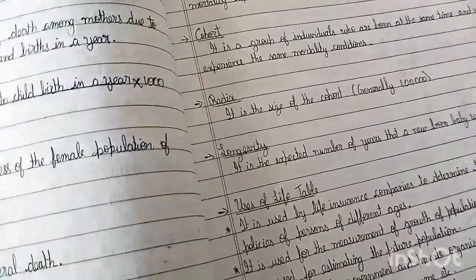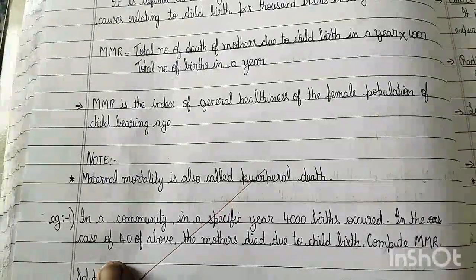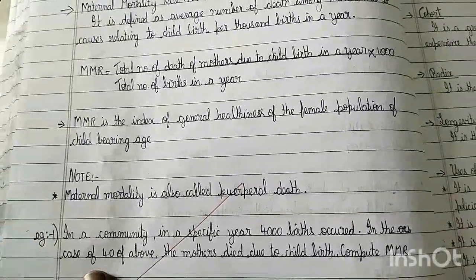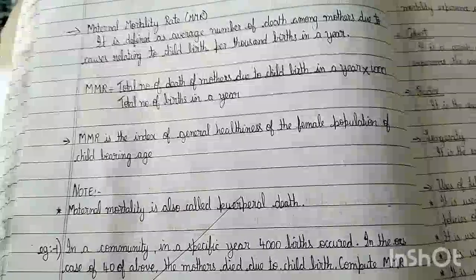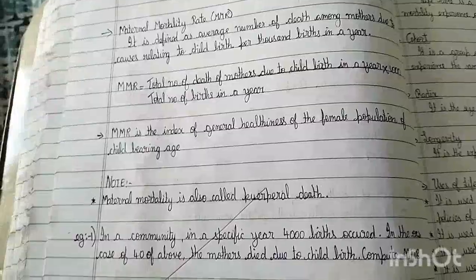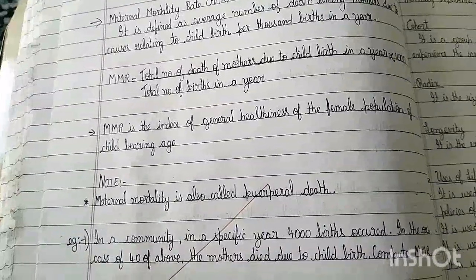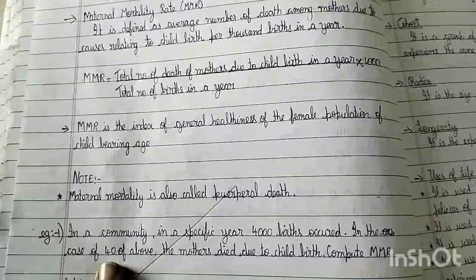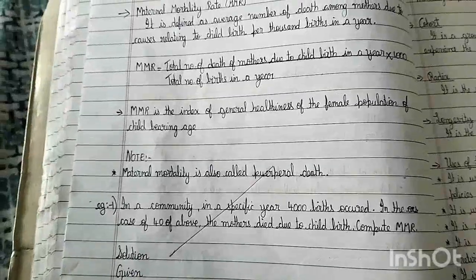Next, in this question, in a community in a specific year 4,000 births occurred, and 40 mothers died due to childbirth. Compute MMR. So MMR, you only consider the mothers who have died due to childbirth and not because of any other issues. MMR is equal to number of deaths among mothers. So the deaths is 40 and the live births is 4000. So 40 divided by 4000 into 1000. So that's going to be 10.